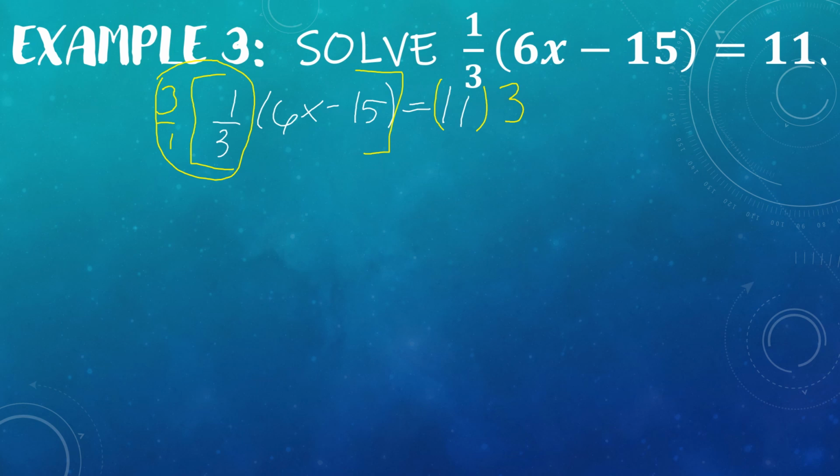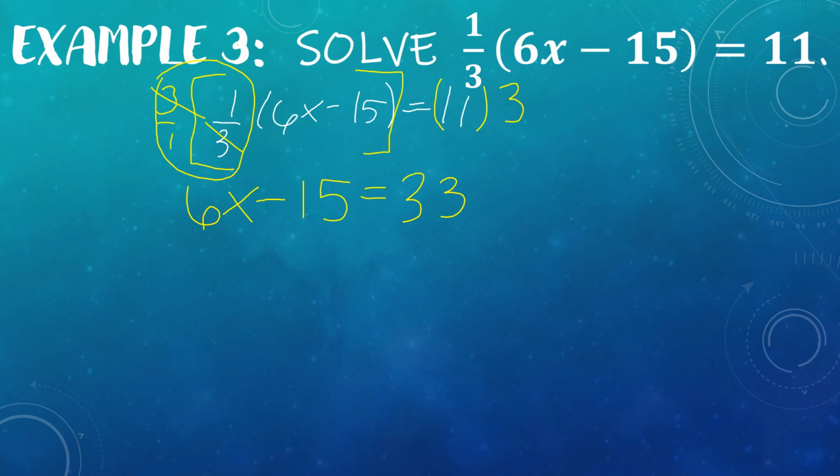So instead of distributing, what you're going to do is multiply 3 times 1/3, which becomes 3 over 3, or 1. So essentially what happens is that cancels out, as you guys like to say. So that's going to leave me with 6x minus 15 equals, and then on the right side I need to do 11 times 3, which is 33.